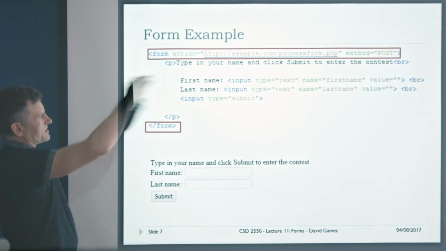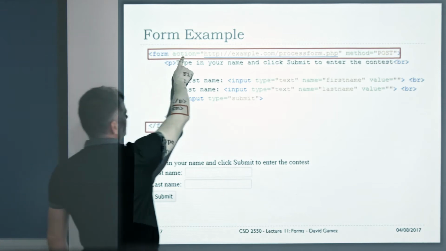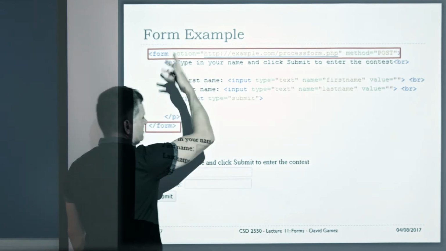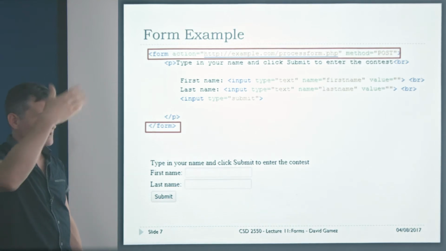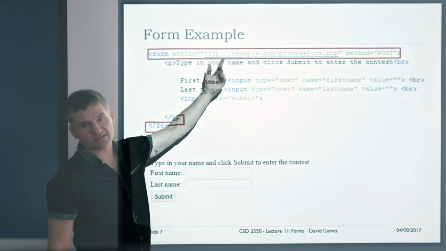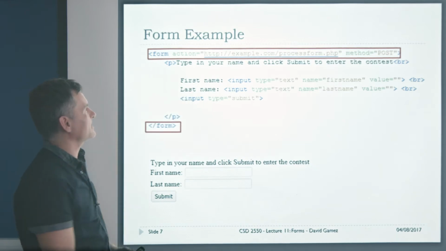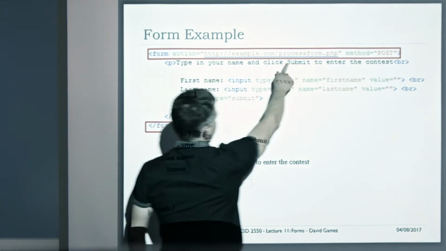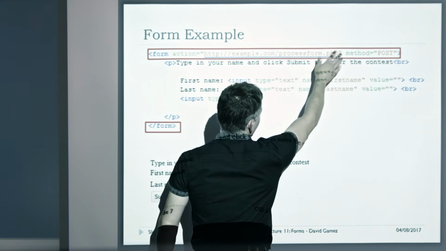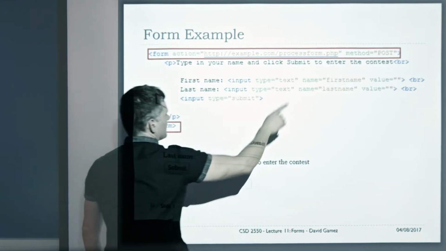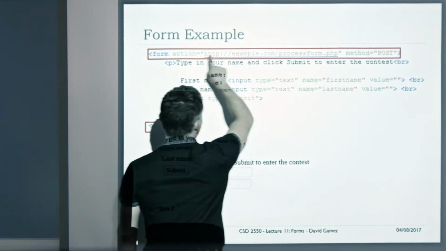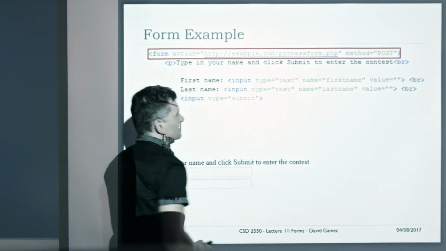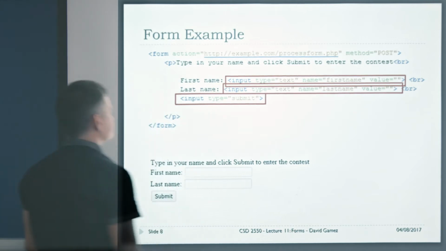So this is the HTML form element, and it's got this attribute action. And action means which page or server script do I want to handle this form when the user clicks submit. So in this case, it's going to be a process form PHP script on the server. So when I click on submit, the data in the form is going to be sent to this location here. Now method I'm going to come to in a little bit.